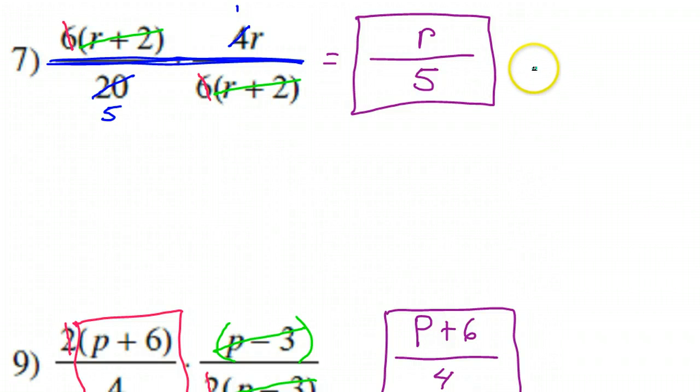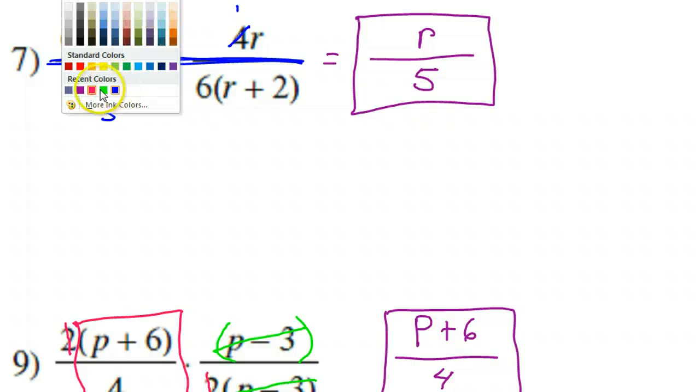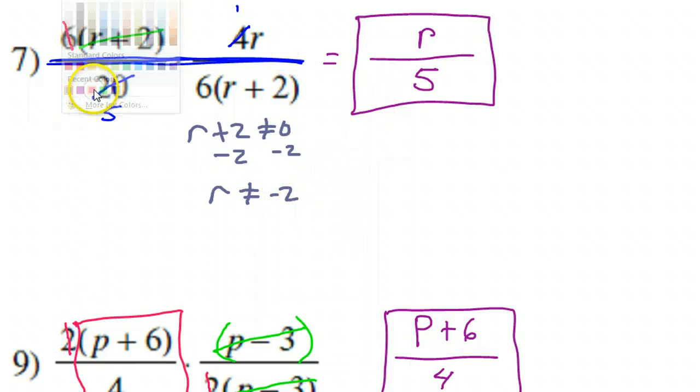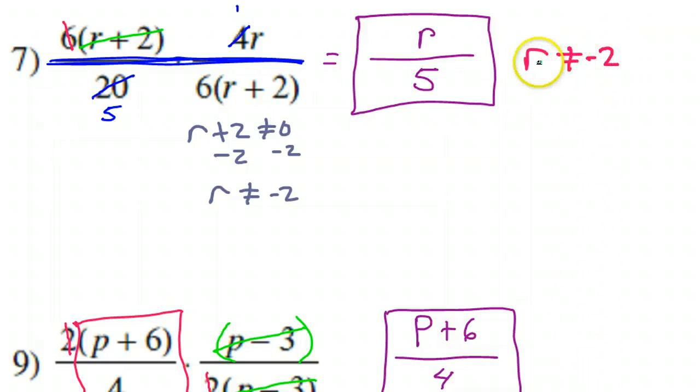And in this case, it won't simply be r cannot equal 0. You have to look at the denominator of the original problem, or any step along the way, and look for variable factors. So I have this r plus 2. That cannot equal 0. Very important. So r plus 2 cannot equal 0. Subtracting 2 from both sides, that gives me r cannot equal negative 2. So that's the restriction for number 7. R cannot equal negative 2.